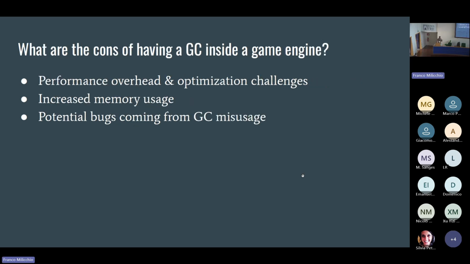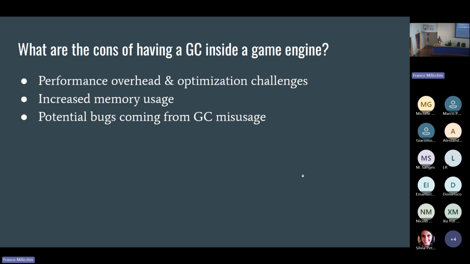Of course, there are a lot of cons of using a GC inside a game engine. One of the reasons we use C++ in game development is because C++ is fast and it doesn't have a garbage collector as a standard solution for memory management. And so not every game engine has a garbage collector. However, the team at Epic chose to have a GC, and this brings some issues, of course.